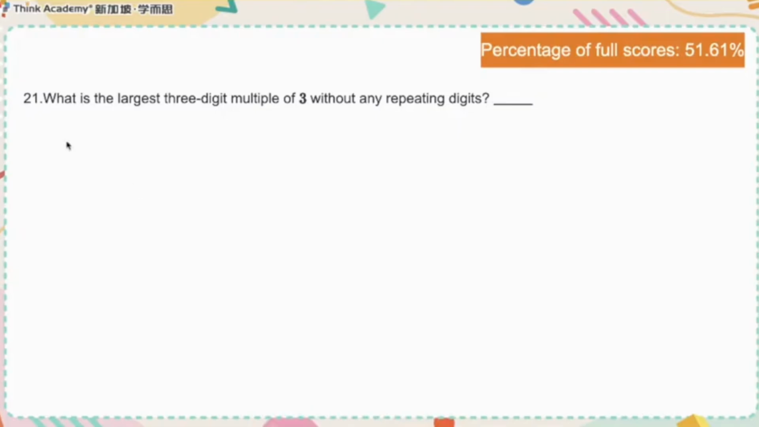What is the largest 3-digit multiple of 3 without any repeating digits? Everyone, if you want to find a multiple of 3, there is a tip. That is, the sum of all digits in this number is a multiple of 3. What does it mean? For example, 123, it can be divided by 3, because 1 plus 2 plus 3 equals 6.